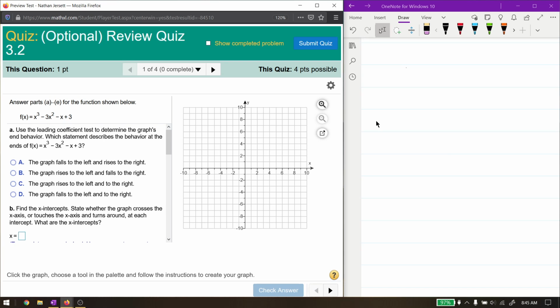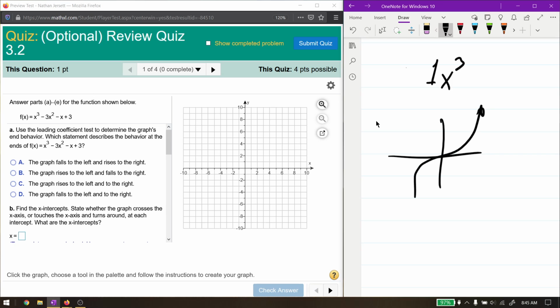And all we're doing here is looking at the degree term, which in this case is the x cubed, and the coefficient in front of it is 1. Now this is going to follow the same end behavior as a regular x cubed function, which looks like this, which rises to the right and falls to the left. So it's going to go up on that side and fall on this side. So that's the end behavior. It's going to fall to the left and rise to the right.